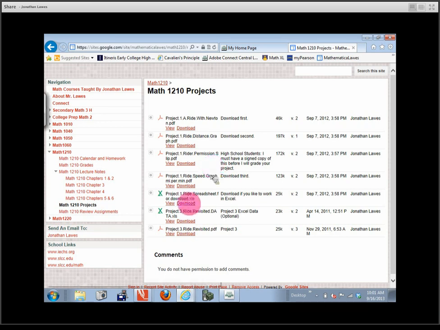And then for those of you that like Excel, you can actually do a lot of the data entry and the graphing in Excel. And I've got a spreadsheet kind of set up for that.